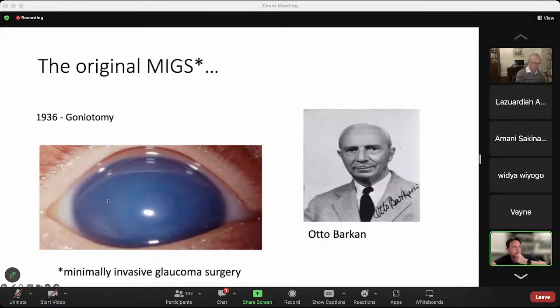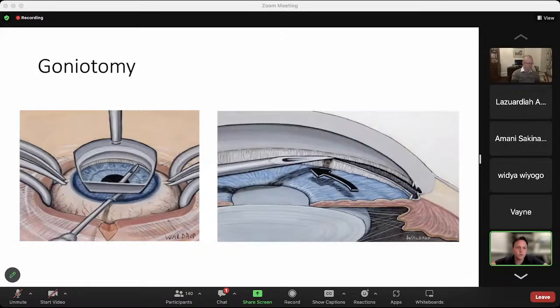The goniotomy was described in 1936 by Otto Barkan, hence Barkan's membrane. And that's probably the first minimally invasive glaucoma surgery that was described. It's an elegant and simple operation that's extremely effective, and certainly in primary congenital glaucoma, 80 to 90% of kids can have their pressure well controlled for the medium to long term from the one operation.